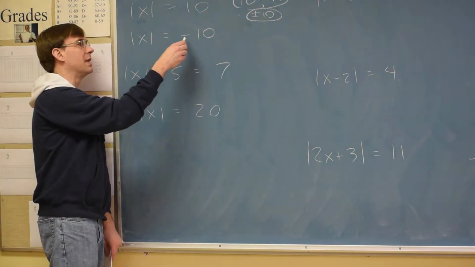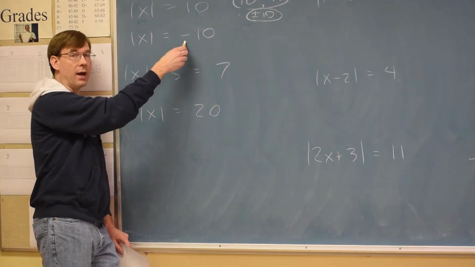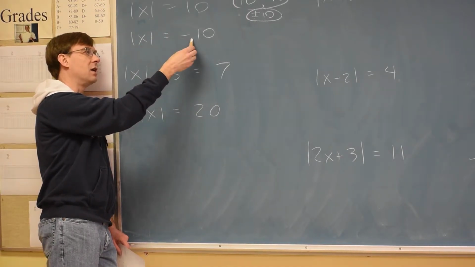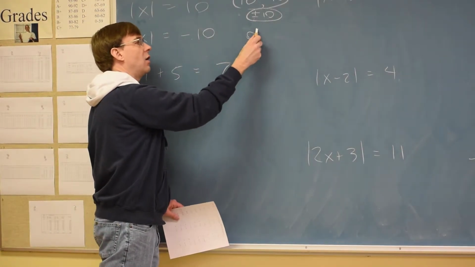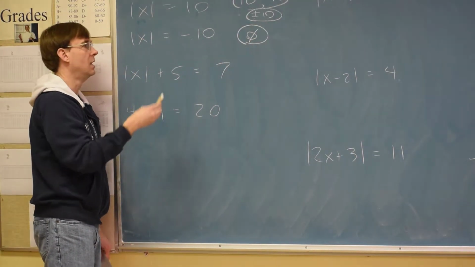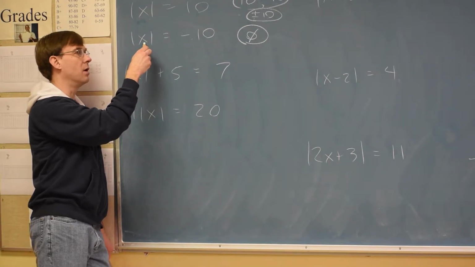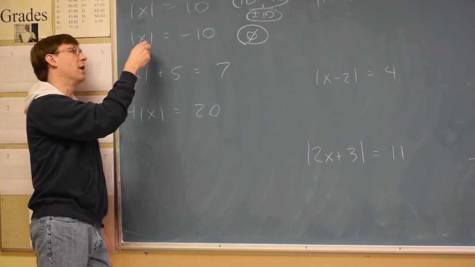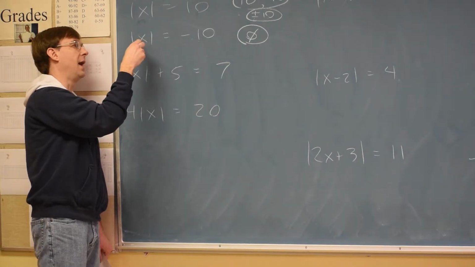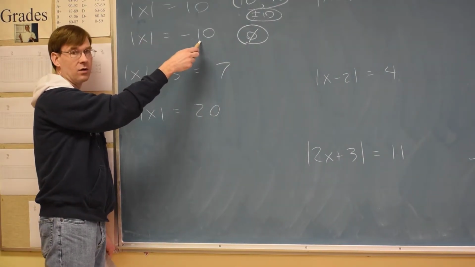One exception would be this. This actually has no answer. Anytime the bars are alone and they're trying to equal a negative number, that cannot be done. And that's a math symbol there that means I just can't do this. Because if you put in a positive number, you get out a positive. If you put in a negative number, you get out a positive. There's no way you can put in any number and get out a negative here.